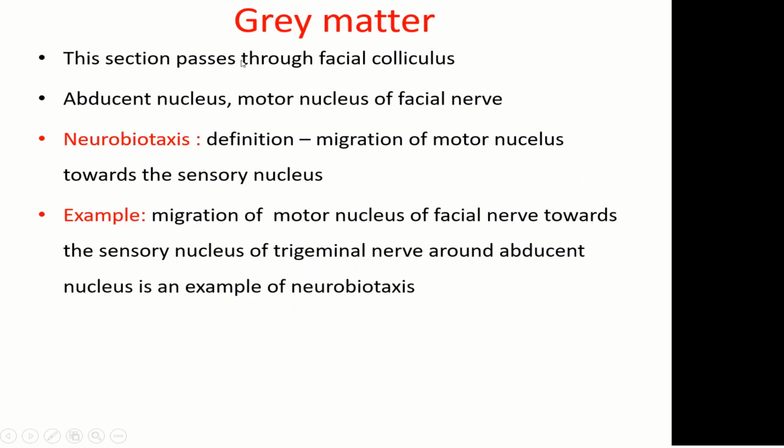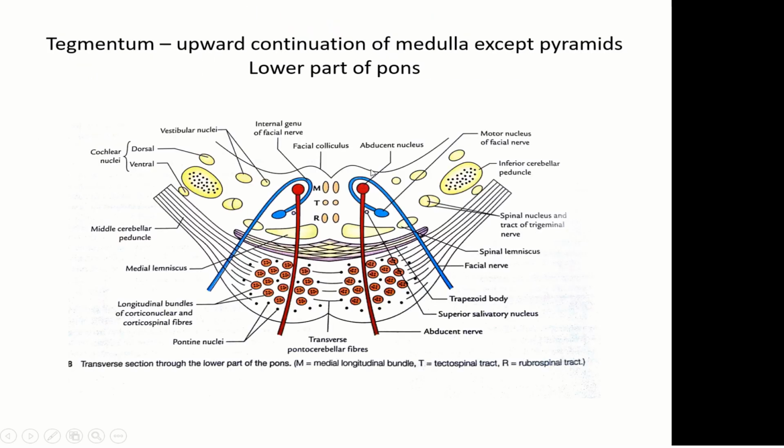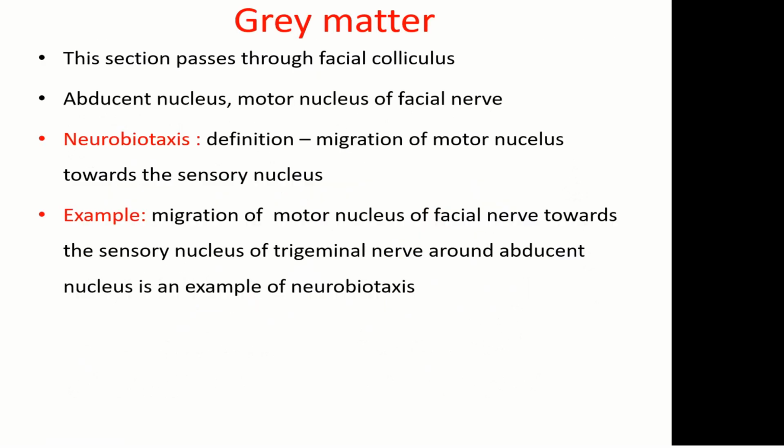So what is the gray matter? This section passes through the facial colliculus, yes. You have seen this is the facial colliculus. So facial colliculus is at the lower level of pons. So please take care of this point. Abducent nucleus and motor nucleus of facial nerve. These are the two important nuclei which have to be mentioned if you are drawing a section at the lower level of pons.